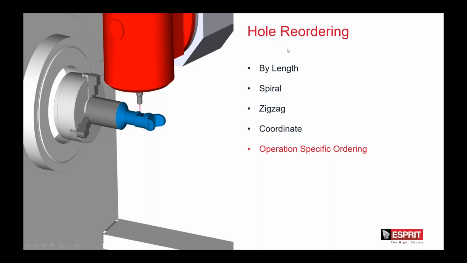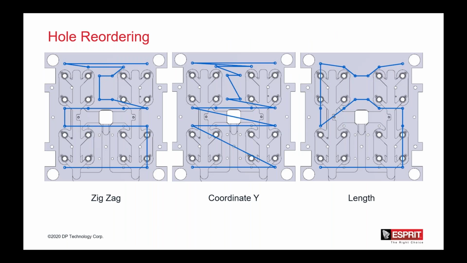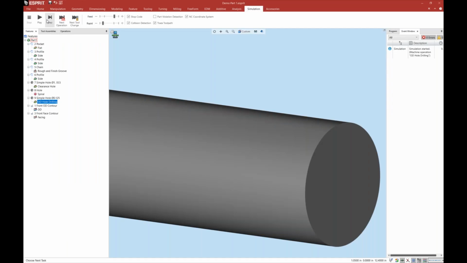So we also have one other way you can sort, and I'll actually go through that real quickly. So hole reordering, you can do a couple different options here. You can reorder your holes by doing a zigzag pattern, whether it's vertically or horizontally. You can do it by coordinate along the x-axis or y-axis, and you can also do it by length, whatever the shortest path is to take. And I can give you an example of that right now.